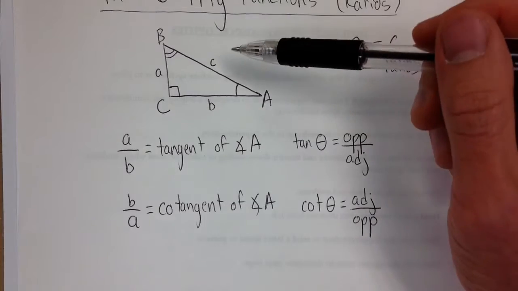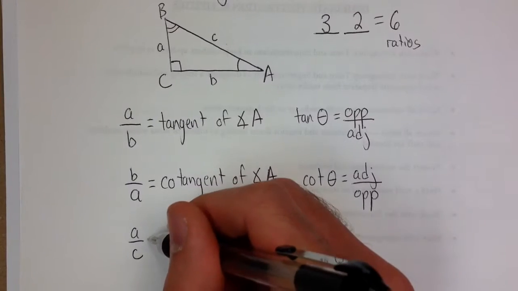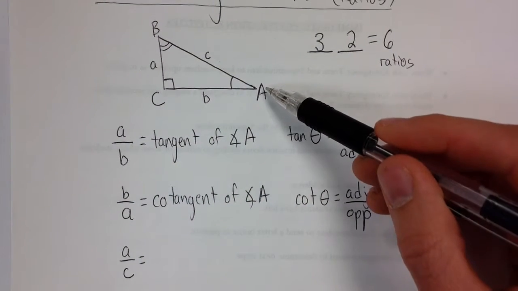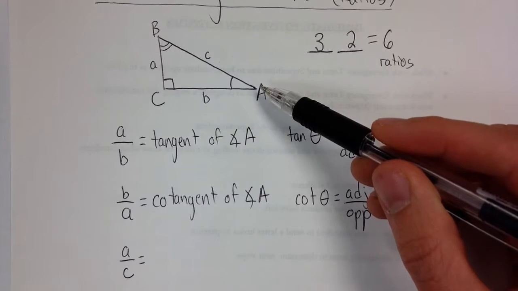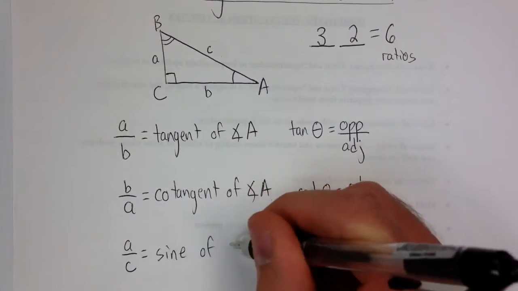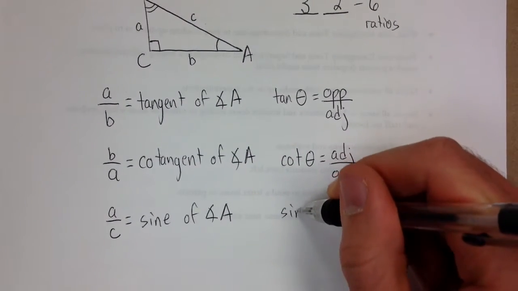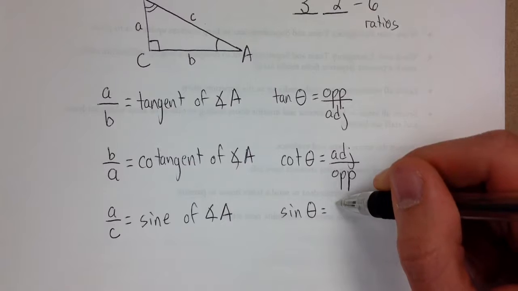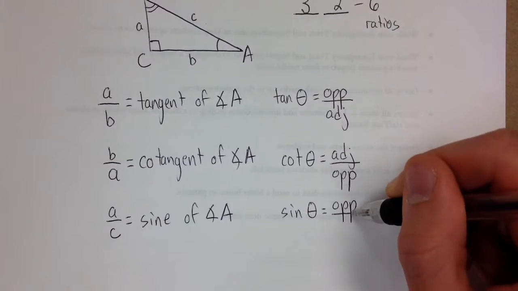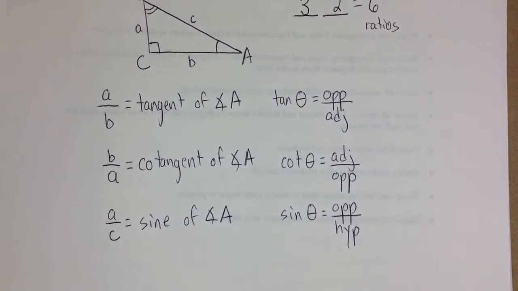Another ratio we could have here is A to C. From angle A's vantage point, that would be called sine. And in general, the sine of an angle is the ratio of the side opposite that angle to the triangle's hypotenuse. Remember, we're working with right triangles here. Later we'll work with non-right triangles, also known as oblique triangles. So with right triangles, you're always going to have a hypotenuse.